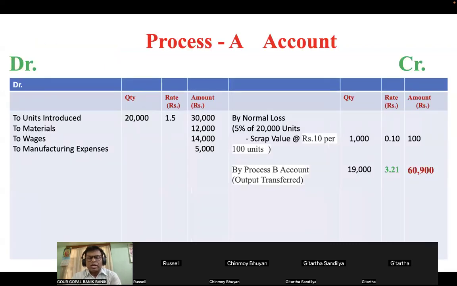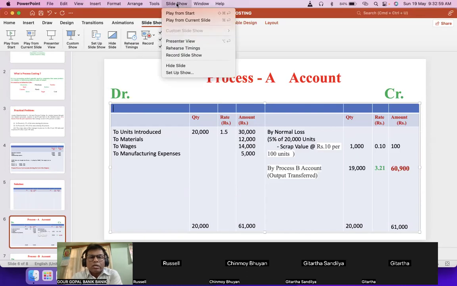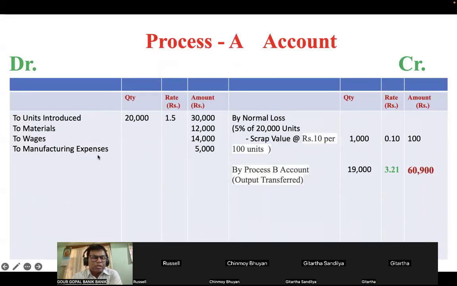So this is process A account for me. You can see the question I have already given. From this question, I have taken these figures. So process A account, I put debit, I put credit. This debit is wrong, you just ignore it. Okay, just a second, I delete it. I have deleted it. It's not necessary. Now again go to PowerPoint present. Okay, so process A account, debit credit I have given.